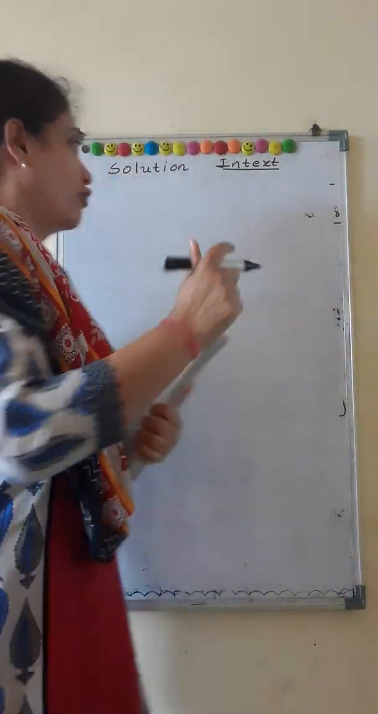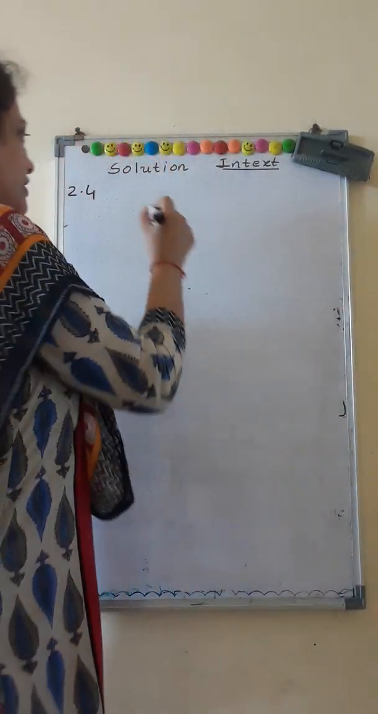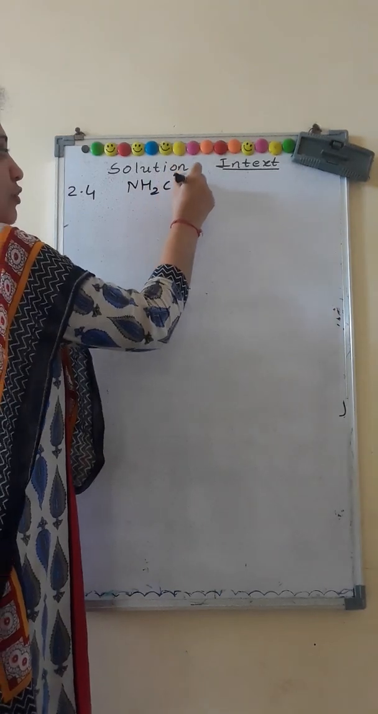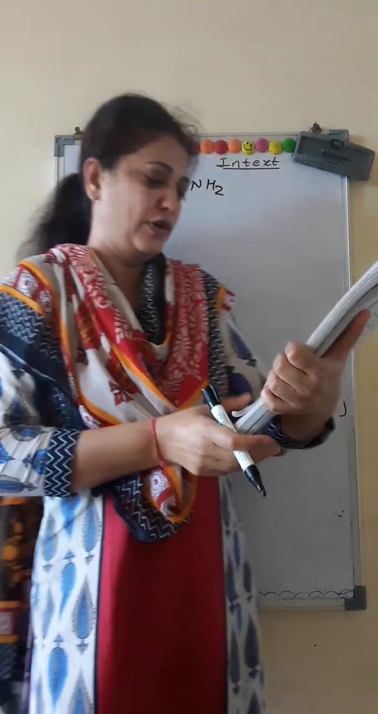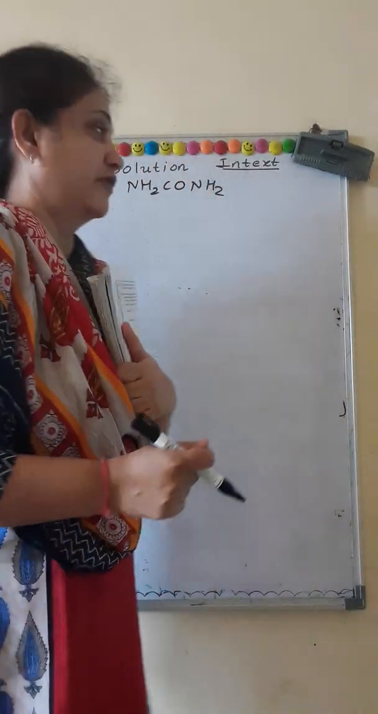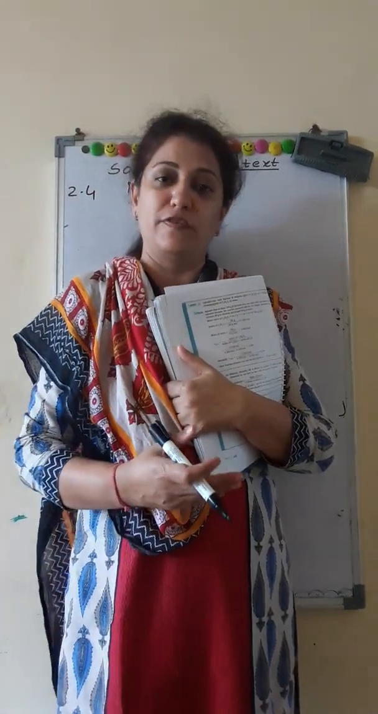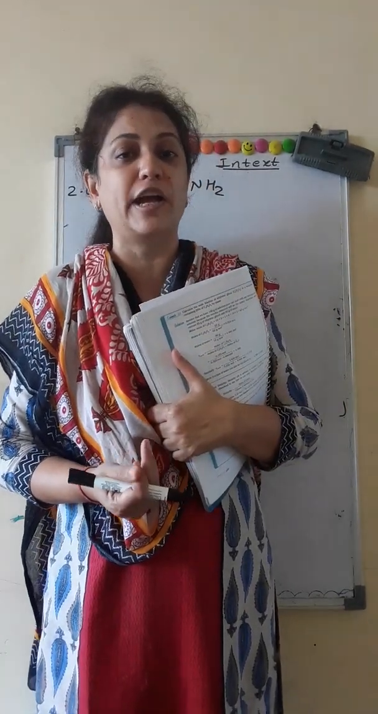Next, we will be doing 2.4. Calculate the mass of urea. Urea formula is given as NH2CONH2. Calculate mass of urea required in making 2.5 kilogram of 0.25 molar aqueous solution. So we have to calculate how much solute we have to dissolve to make 0.25 molar aqueous solution whose weight is 2.5 kilogram.